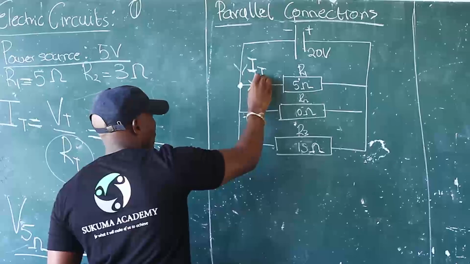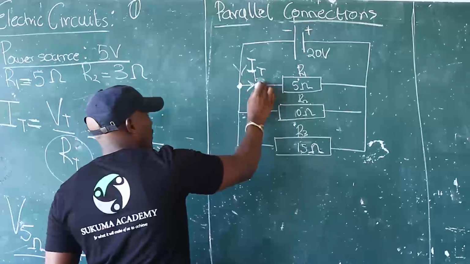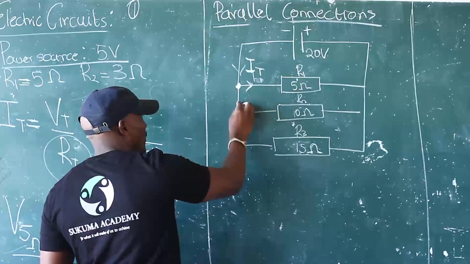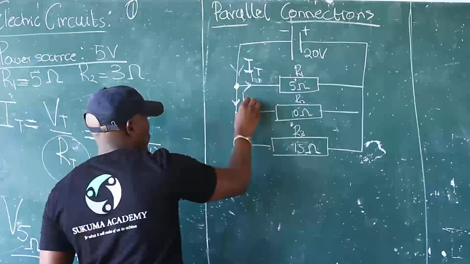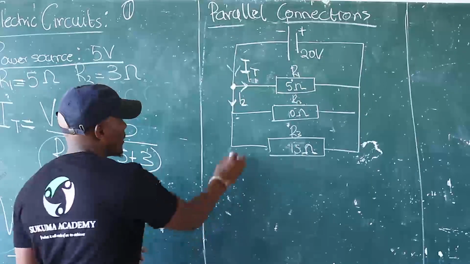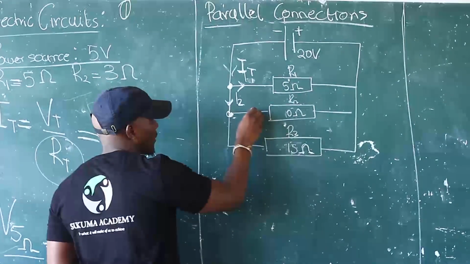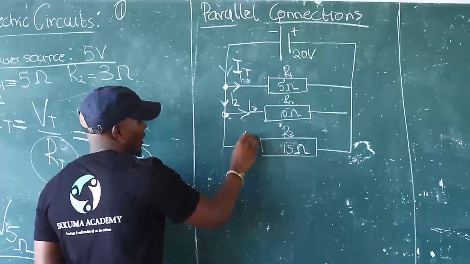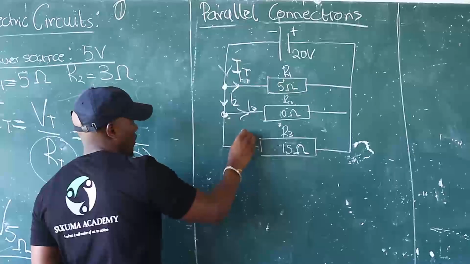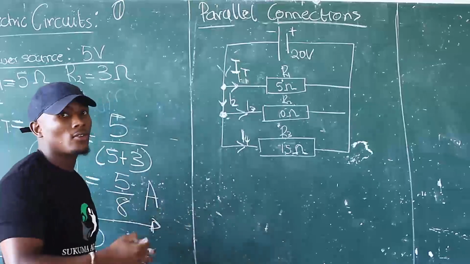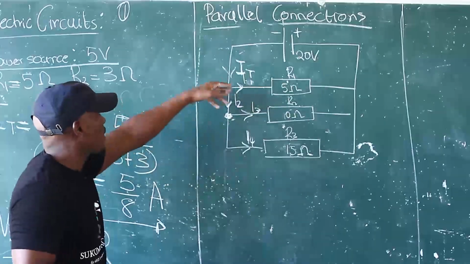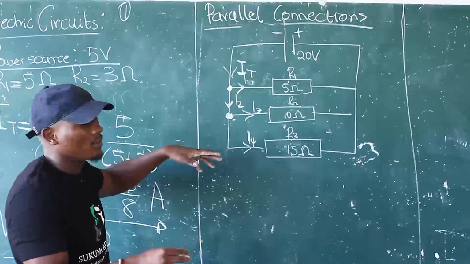So you get I1 going into resistor 1, and then I2 flowing downwards. When it gets to this branch, it splits again. So you're going to get I3, and you're going to get I4. Because of how the wires are connected in the circuit, each and every time a current passes a branch, it splits.